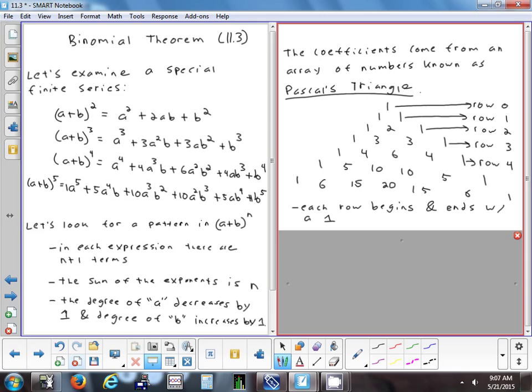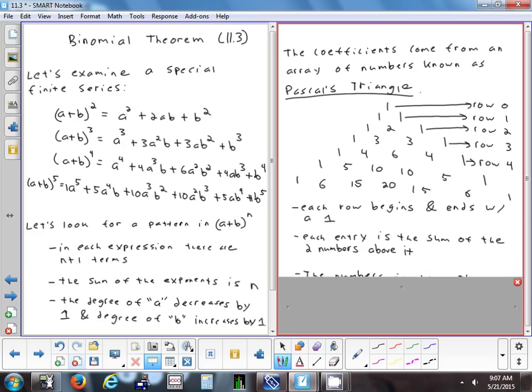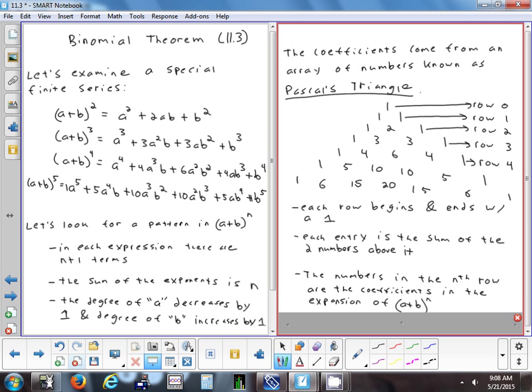In Pascal's triangle, each row begins and ends with a 1, and then every entry in the triangle is the sum of the 2 above it. So 4 and 6 gives me 10, 6 and 4 gives me 10, 4 and 1 gives me 5, and so on. The numbers in the nth row are going to be the coefficients of the expression a plus b to the n. So we're only using Pascal's triangle to FOIL out binomials.